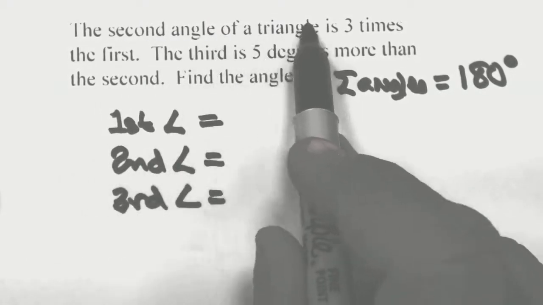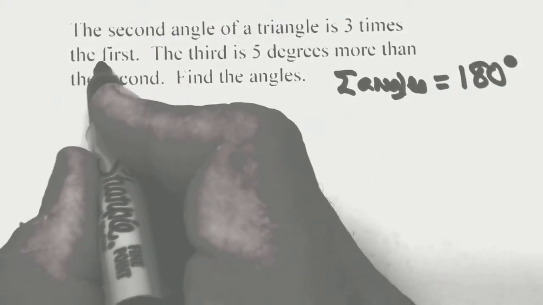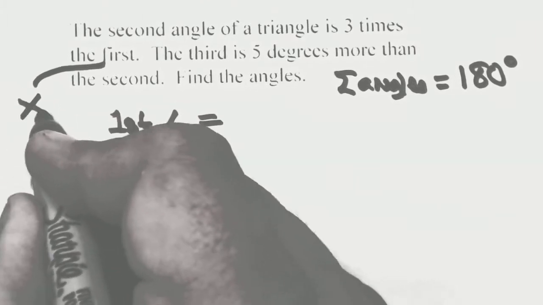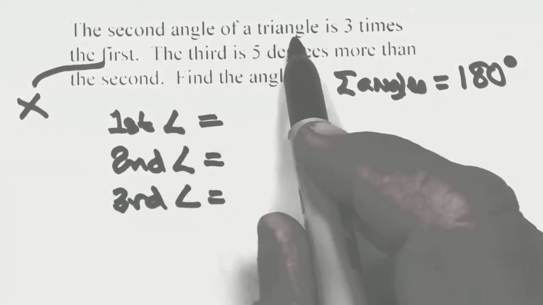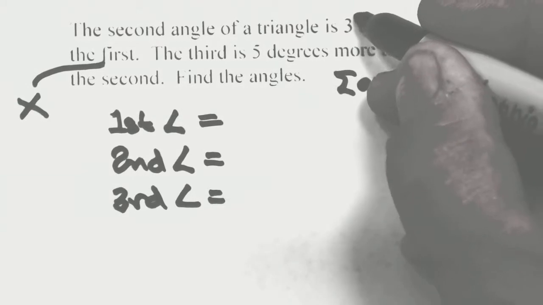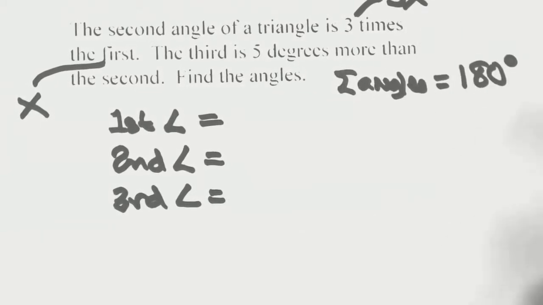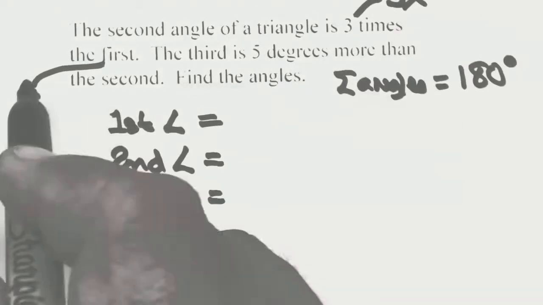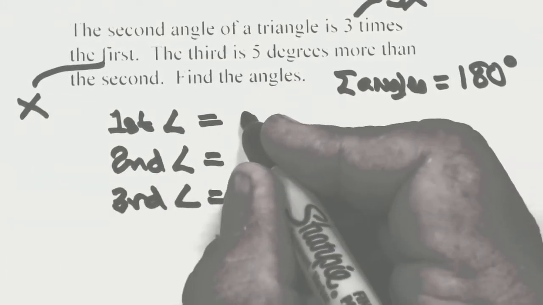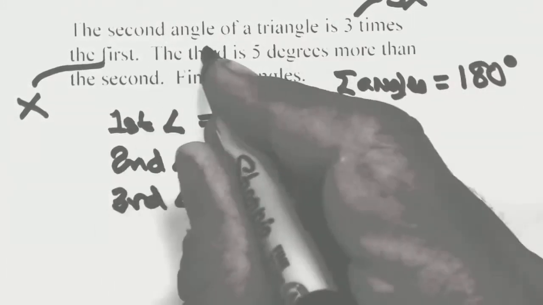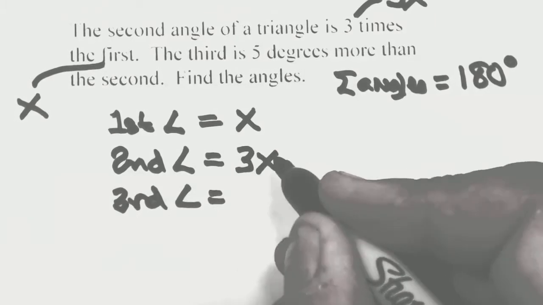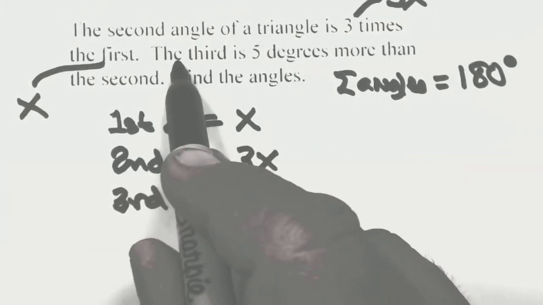The second angle of a triangle is 3 times the first. So the guy at the end again, make your variable. The second angle is 3 times that. Well, that's 3x. The third angle is, well, let's just put those down first. First angle is x, we got that. And the second angle is 3x. Now, let's see what they say about the next one.